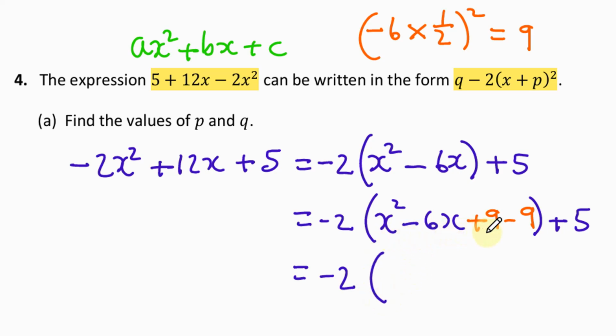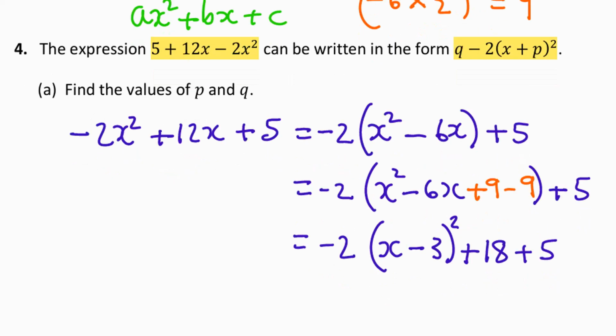Now, the first 3 terms inside the brackets will be a perfect square. So we factorize it. We take the square root of the first term, which is x, this sign, which is a minus, and the square root of the third term inside the brackets. So 3, and this is all squared. We still have this negative 9 to deal with here. So we're going to say negative 2 times negative 9 is positive 18. And then 18 plus 5 will give us 23.